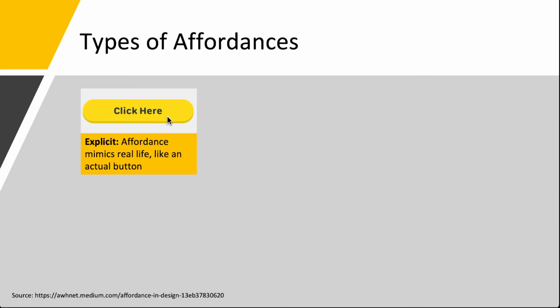Okay, so we're going to go into some detail about types of affordances. Okay, first one here is what you call explicit affordance. Okay, so with explicit affordance, your affordance mimics real life, like an actual button. Okay, so in this case, it's very obvious what they have to do. Click here to create, to act on something.